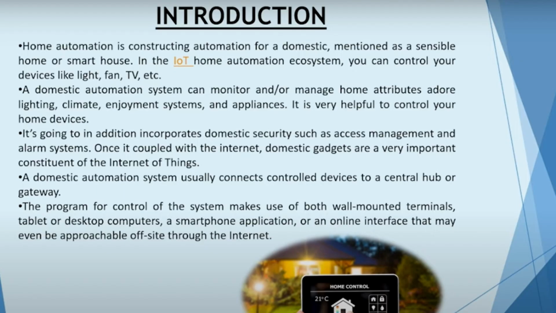So what was the project? The introduction of the project is a domestic automation system that usually connects control devices to a central hub or gateway. We have created a water tank and automated it. If the water tank is filled fully with water, we will get a notification, and if we are emptying the water tank, then we will get a notification.